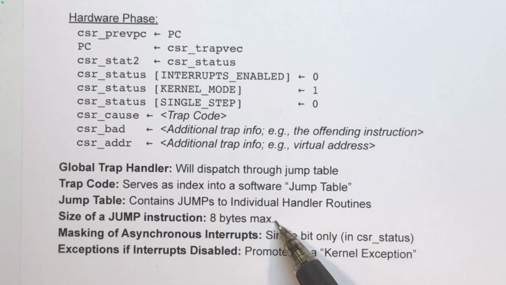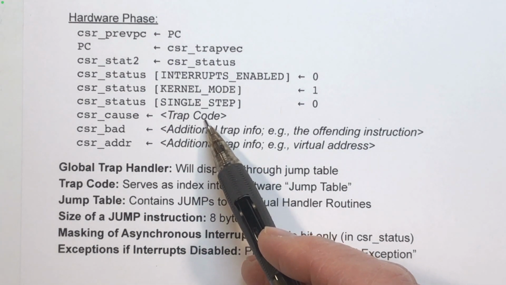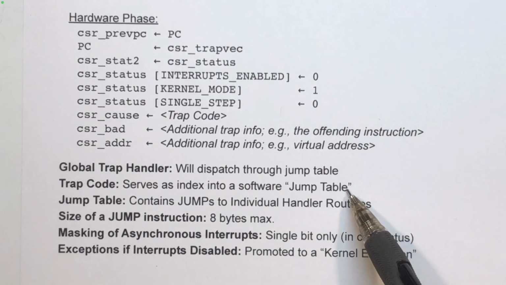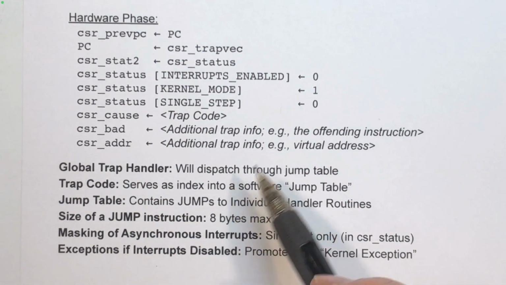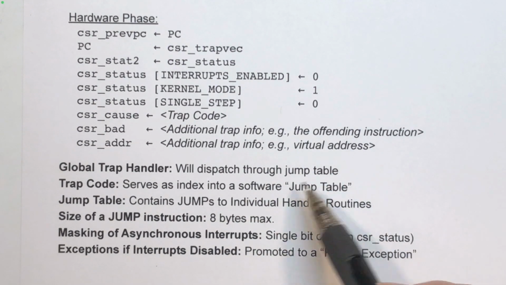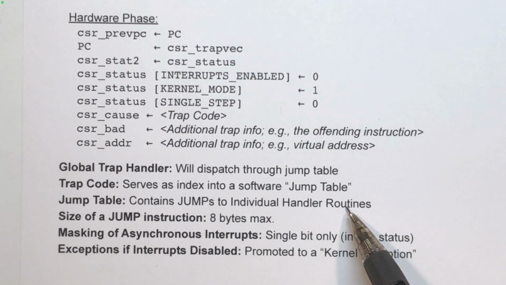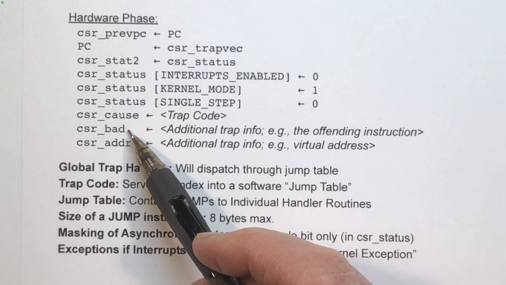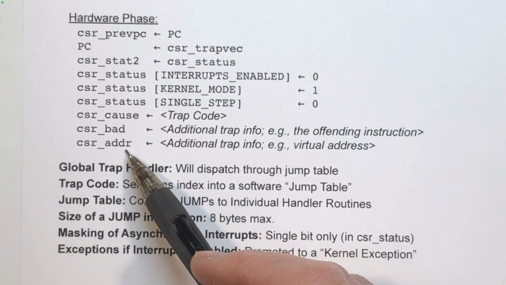Many are just a single instruction, but at most 8 bytes can be used to access any address in memory. So the trap codes, which are 8-byte aligned, can be used as an index directly into this jump table, and so the global trap handler can jump through the jump table to the individual handler routine for whichever trap it is. Also, during the hardware processing, some additional information can be saved.